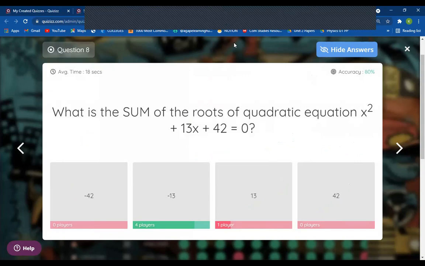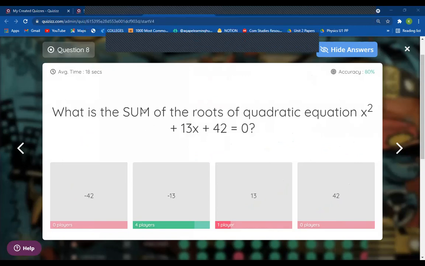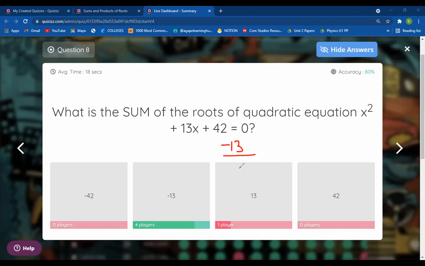Next one. They want the sum of the roots, so that's alpha plus beta, minus b on a. That's minus minus 13. And a is 1, so that's why this is the answer. I'm not going too fast, right? Everybody understands why it's 13? Yes, miss. All right.